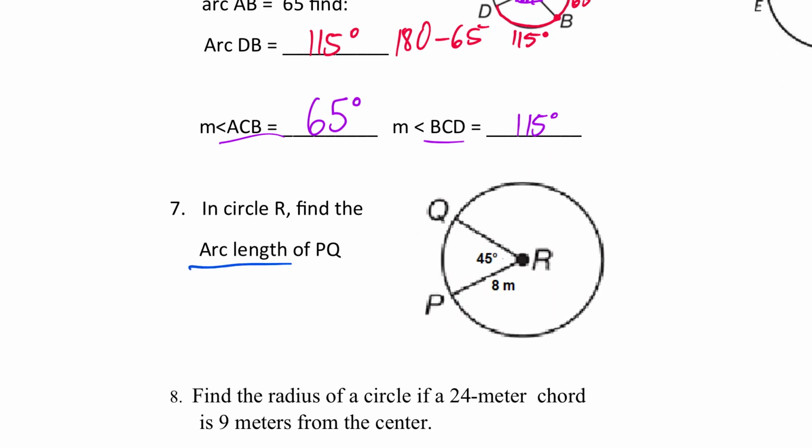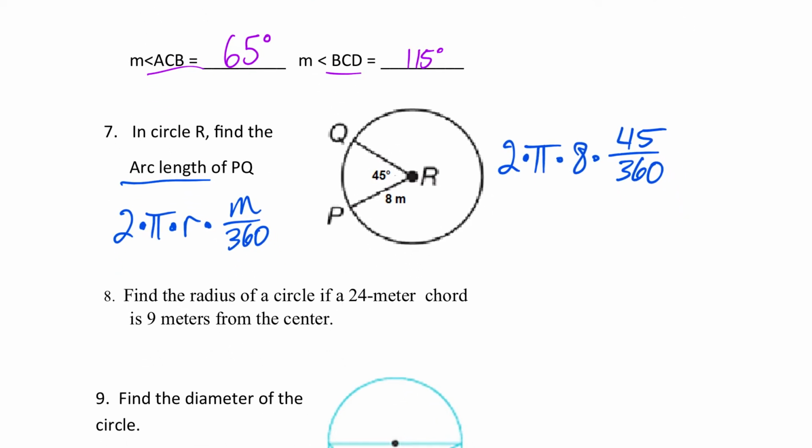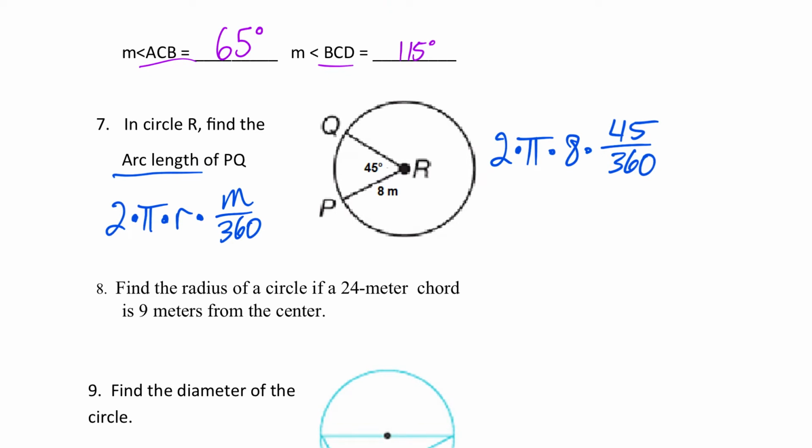Okay, number 7 says find the arc length. Okay, here's the formula: 2 pi r times m over 360. So on this one, it's 2 pi times 8 times 45 over 360. What does that give you? 6.28. Yes.